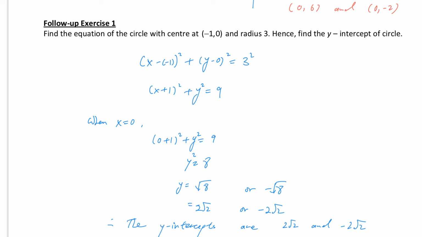For exercise 1, give you the center and the radius. Ask you to find the equation of circle by using center radius form. (x − (−1))², so (x + 1)² + (y − 0)² is equal to radius square. So this is the equation of circle. Hence, find the y-intercept of circle. So when x is equal to 0, substitute it, and then you can find two values of y. This is the y-intercept. Remember, if you need to find the y-intercept, don't write down the coordinate. Okay, y-intercept is a value only. So y-intercepts are 2√2 and −2√2. Next page.